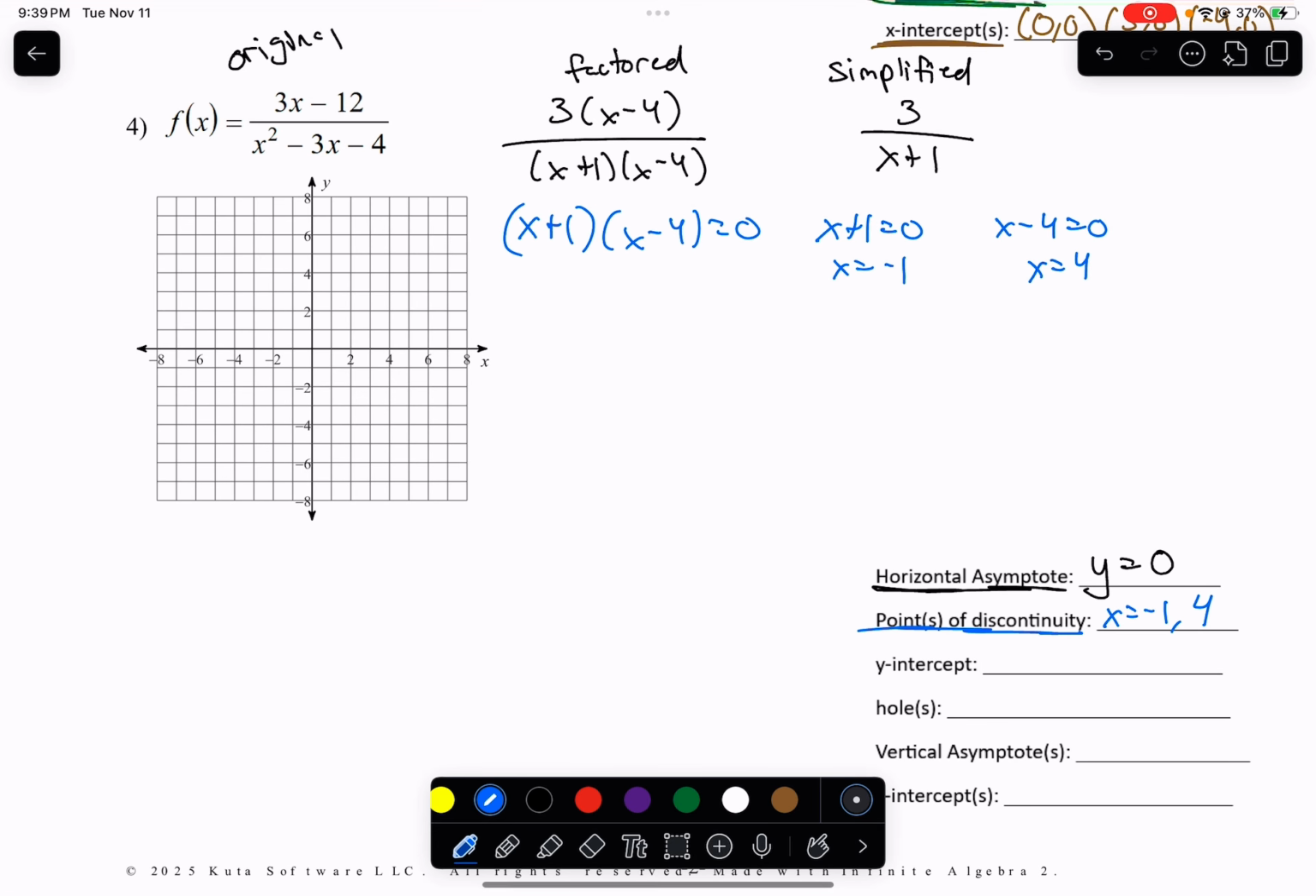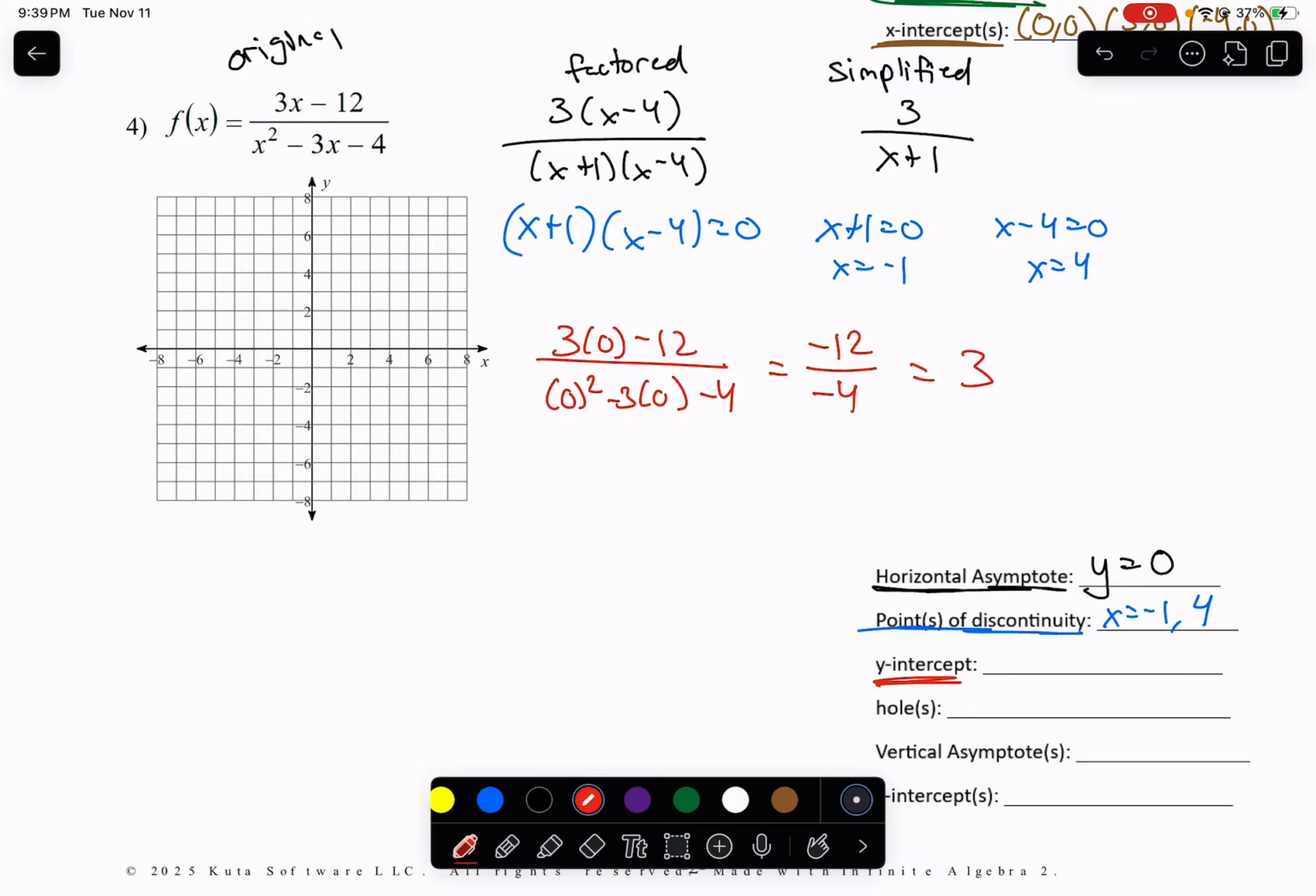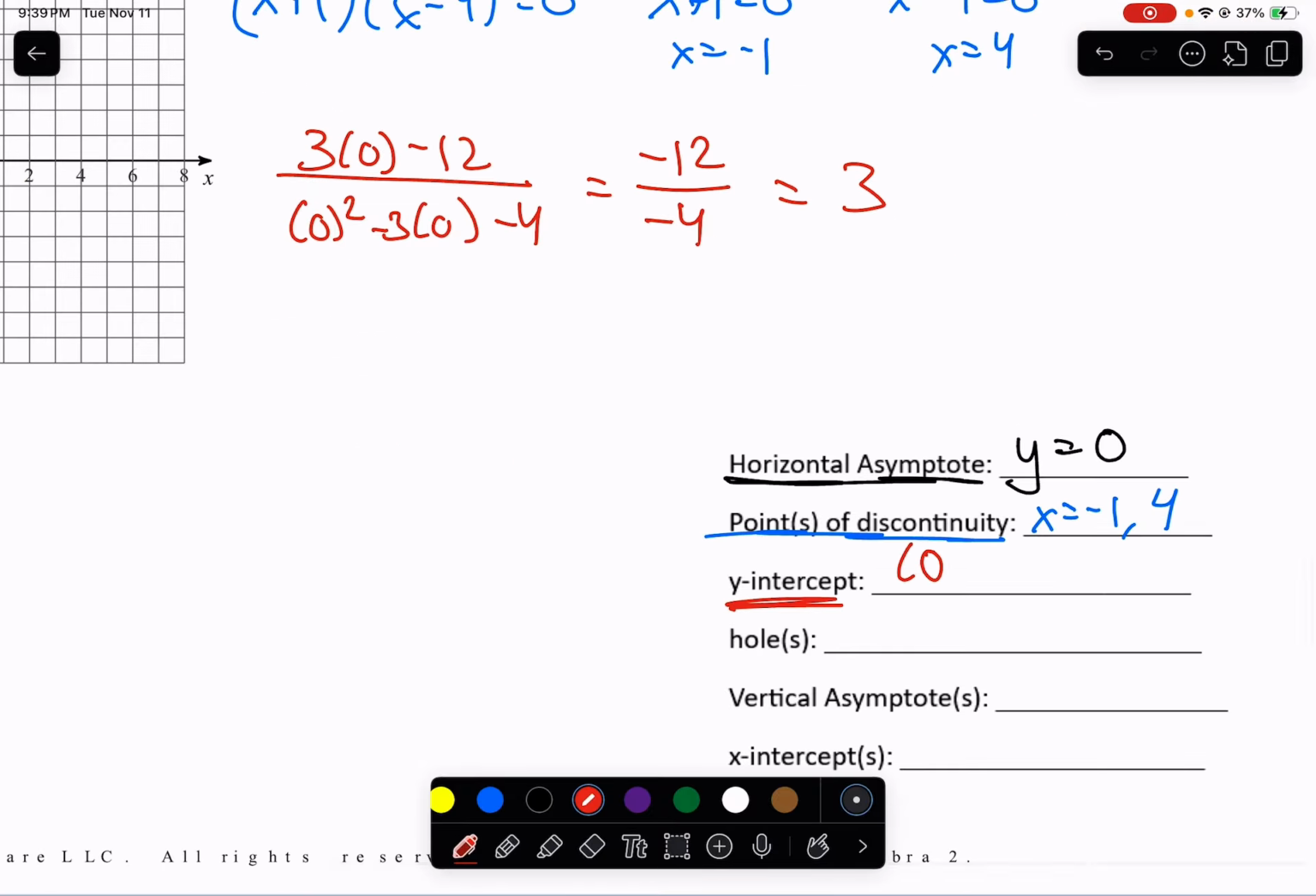All right, next I've got my y-intercept. To find my y-intercept, I plug in 0 for x. So I do 3 times 0 minus 12 over 0 squared minus 3 times 0 minus 4. So we end up with a -12 on top and a -4 in the denominator, which simplifies to a 3. So my y-intercept is going to be 0, 3.